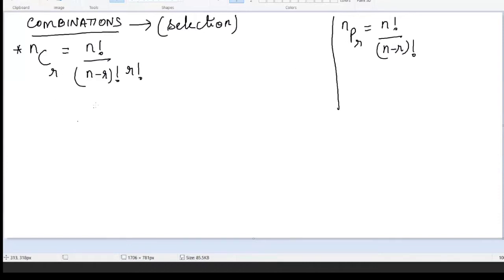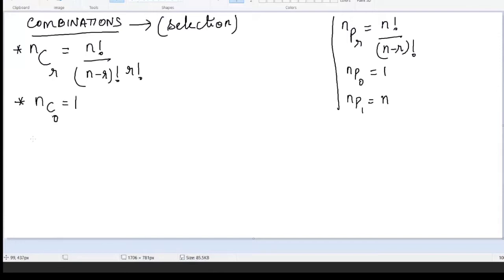Okay, and one more thing you should understand here. What was NP0? How did I tell you to remember? Any number power 0, answer is 1. So NP0 answer was 1. What was NP1? Any number to the power 1 is that same number. So answer is n. Same way, exactly same here in combinations, NC0 is also 1.